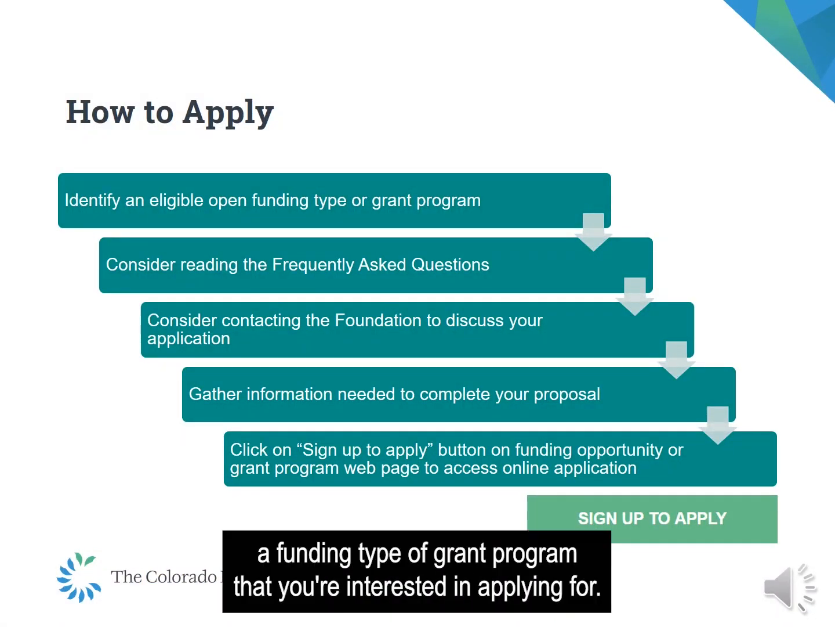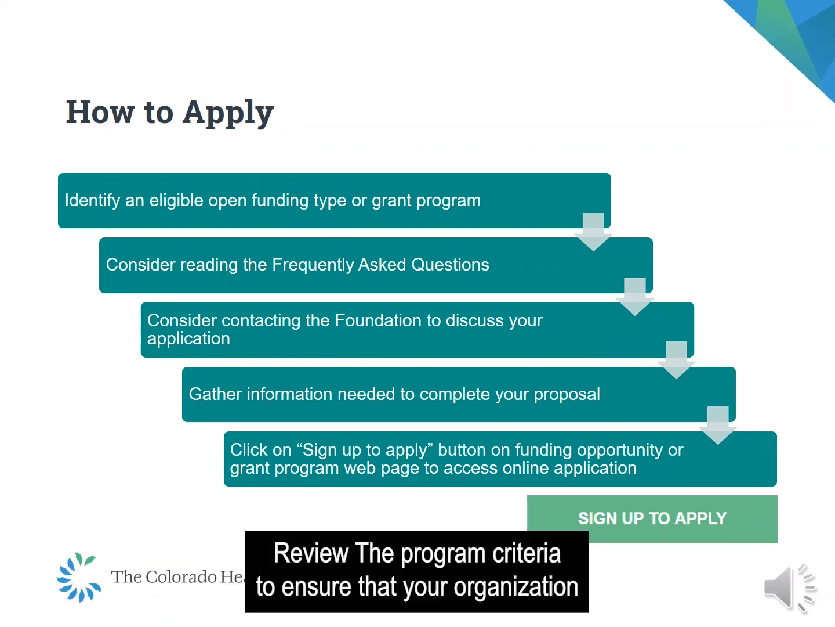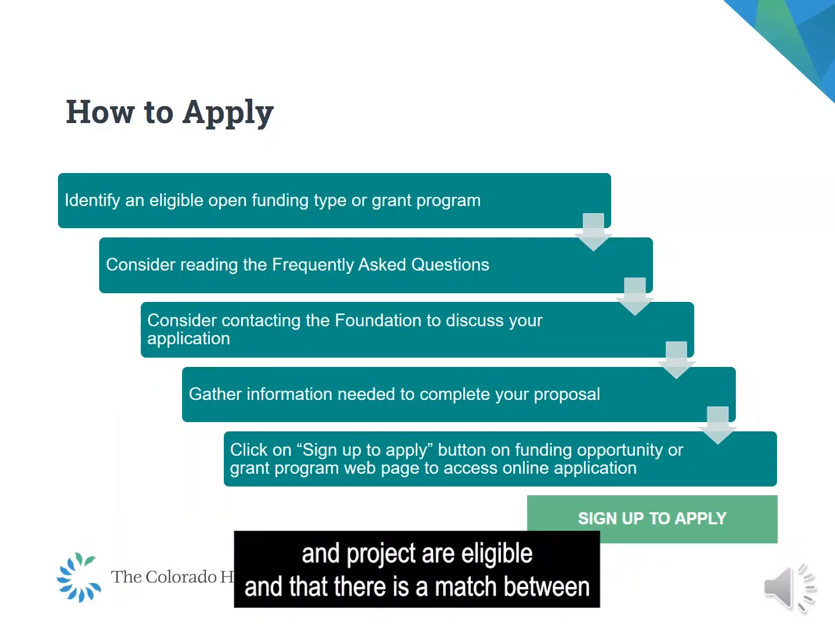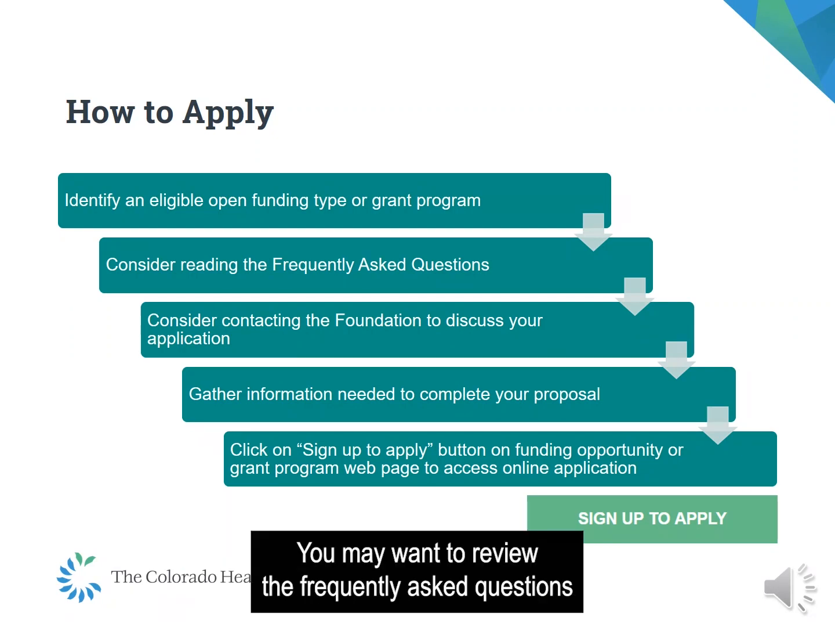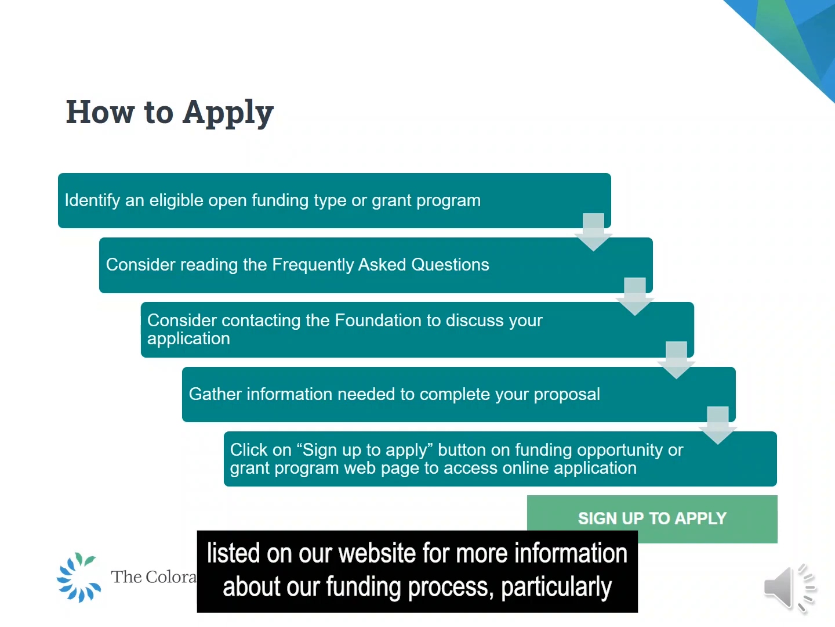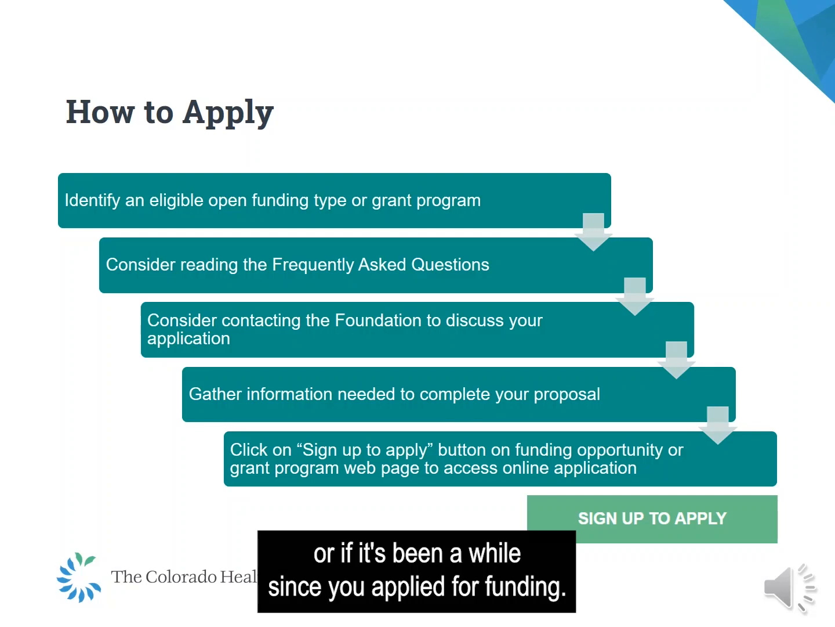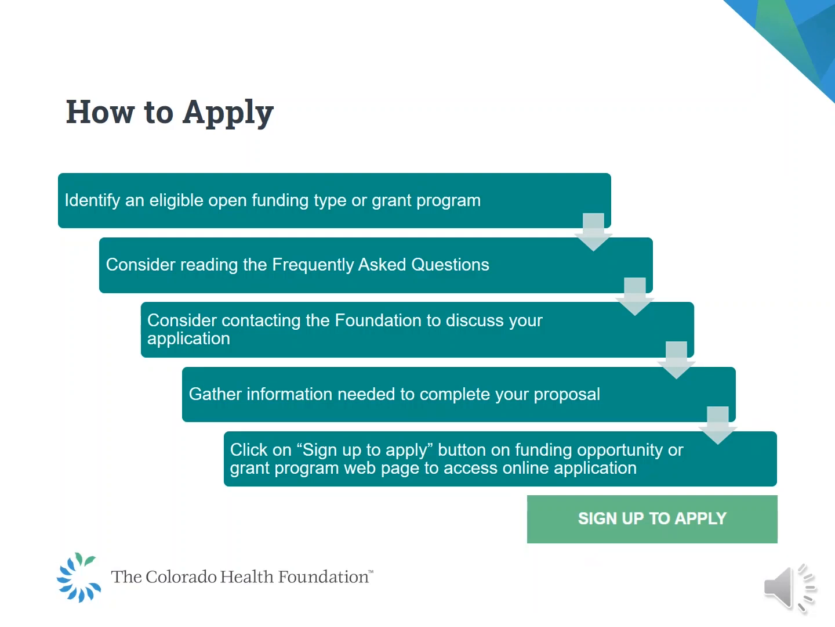First, identify a funding type or grant program that you are interested in applying for. Review the program criteria to ensure that your organization and project are eligible and that there is a match between your project and the funding criteria. You may want to review the frequently asked questions listed on our website for more information about our funding process, particularly if you are a first-time applicant or if it's been a while since you applied for funding.